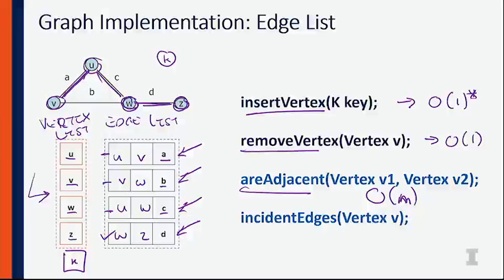Likewise, when we need to calculate the number of incident edges, we also need to go through the entire edge list. So this is also going to be an O of m operation to get the collection of all of the edges that are incident to a given vertex, because we don't know where that might exist inside the edge list.